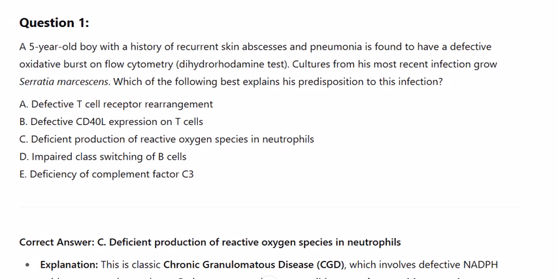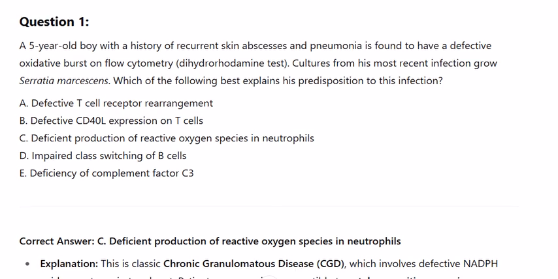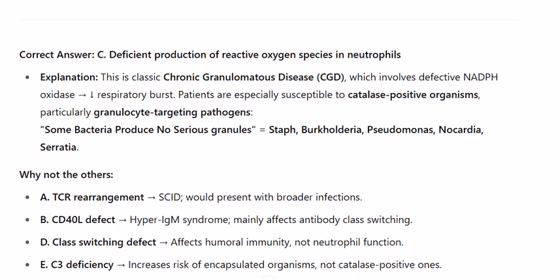A. Defective T-cell receptor rearrangement. B. Defective CD40L expression on T cells. C. Deficient production of reactive oxygen species in neutrophils. D. Impaired class switching of B cells. E. Deficiency of complement factor C3. Correct answer: C. Deficient production of reactive oxygen species in neutrophils.